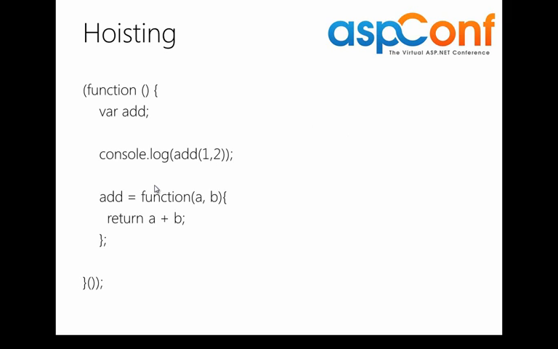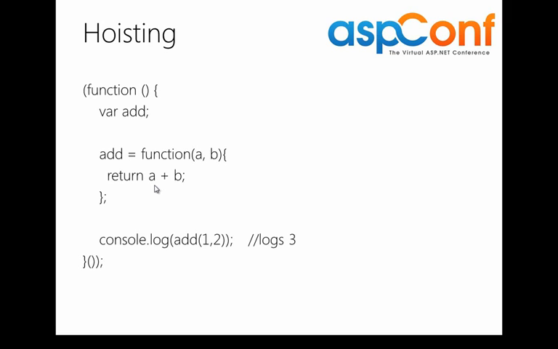Over here we have another function called add. We've declared the variable add up top. We're logging add(1, 2), and then we're assigning add equals function. When we're logging add(1, 2), at that point add hasn't been assigned, and because of that you will get an error saying undefined is not a function. But if you move the assignment of the function to add above where it's being used, it will correctly log 3.